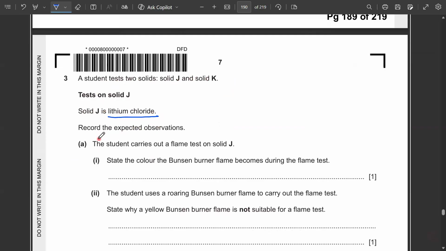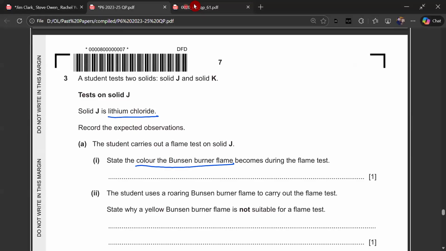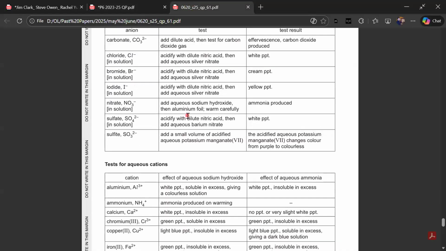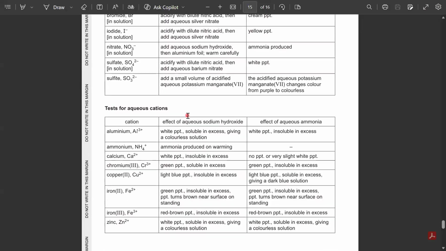Record the expected observations. The student carries out a flame test on solid J. State the color. Now, the color of the Bunsen burner flame when tested on the lithium chloride will give which kind of color? To understand this, we must go to the qualitative notes at the end of the paper.